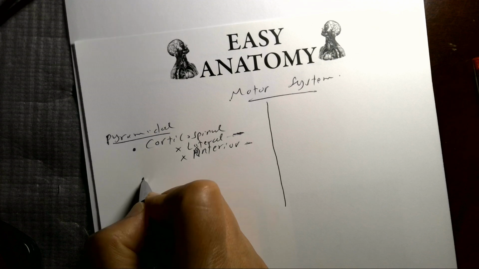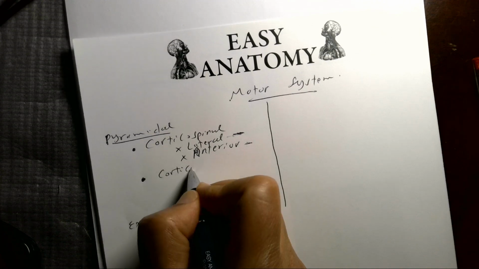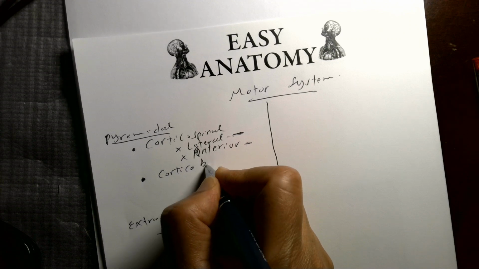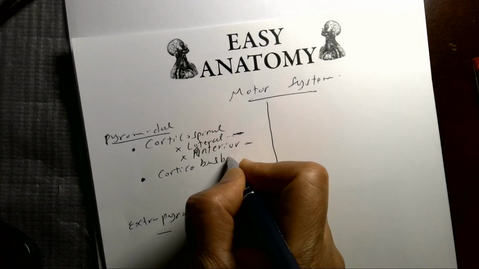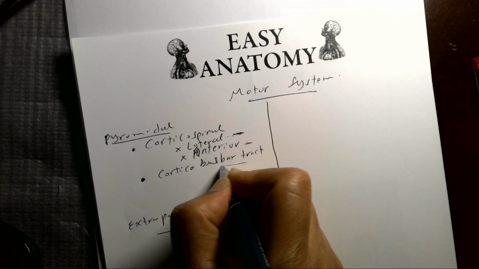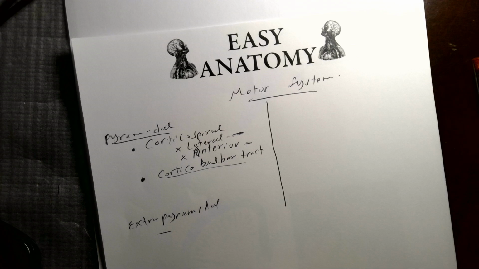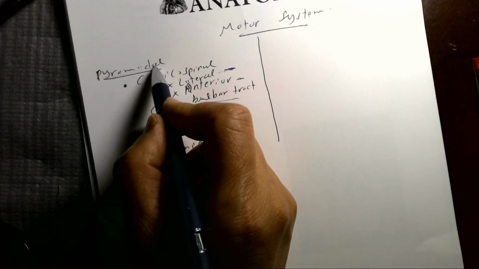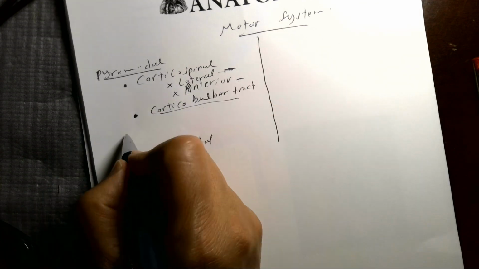And the pyramidal system also includes the corticobulbar tract, the one which controls cranial nerve nuclei. We talked about the pyramidal system: if there is injury here, it leads to what? Paralysis.